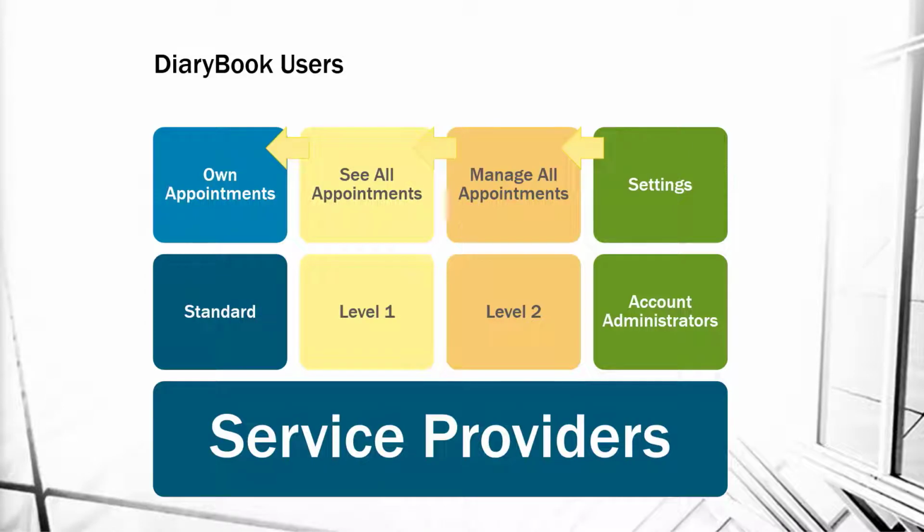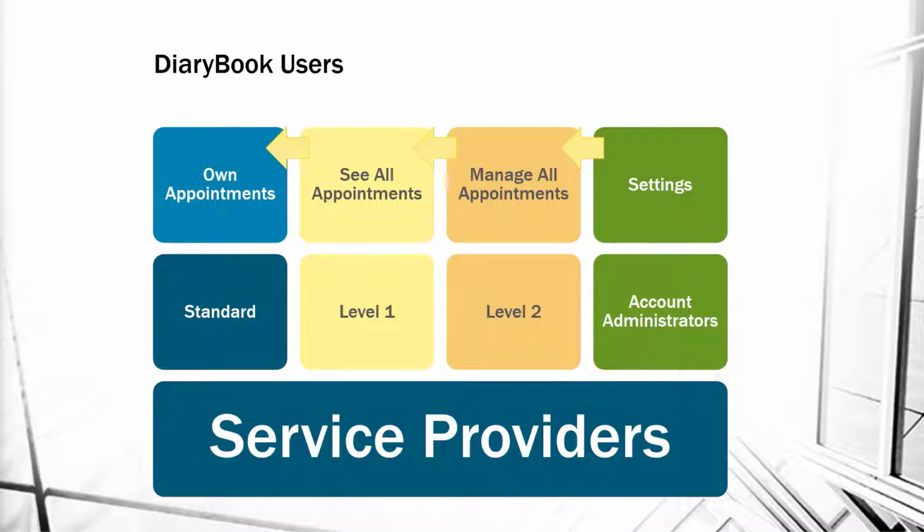There are 4 types of users that you can have on your DiaryBook account. Standard users are able to view and manage their own appointments only. Level 1 users are the same but can also see the appointments of all the other users. Level 2 users can see, create, and edit appointments for all users. Account administrators have access to the entire account, that is, all the settings and all the appointments.